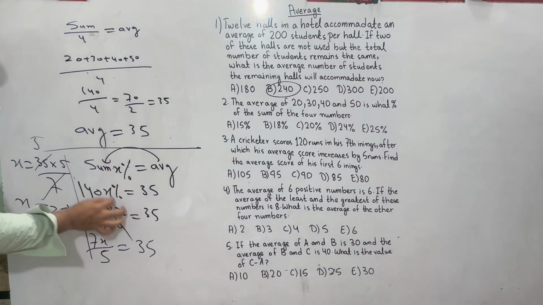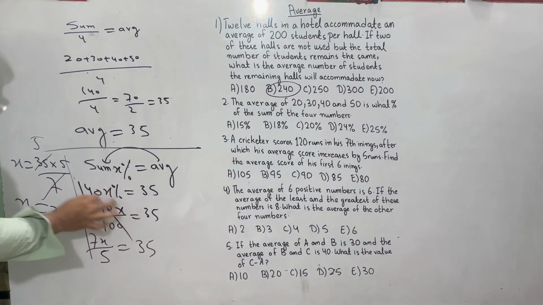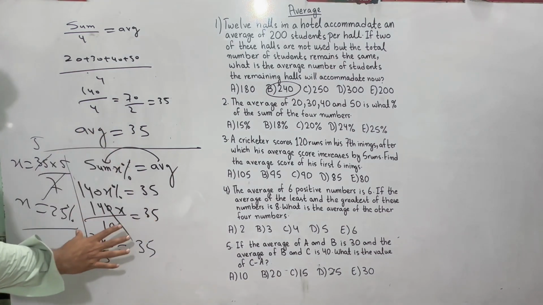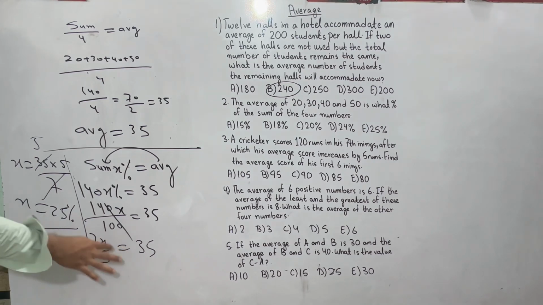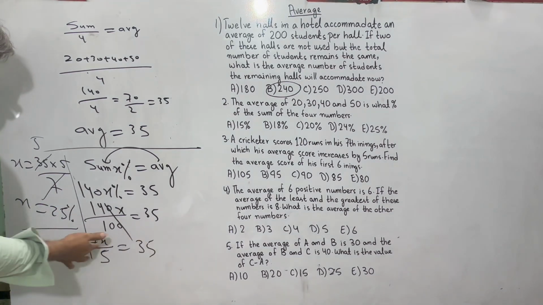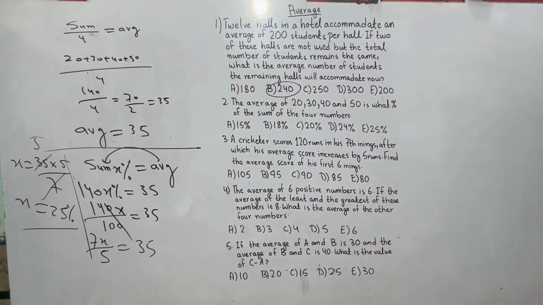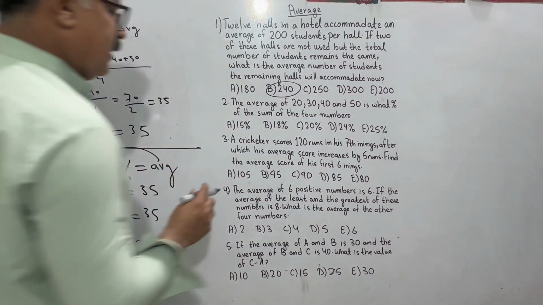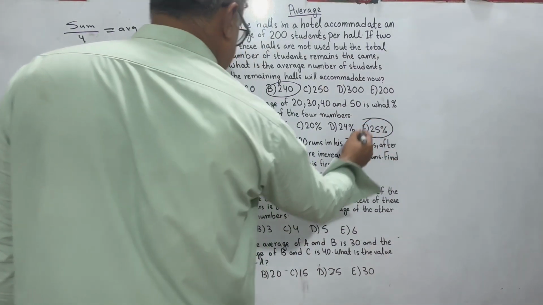Suppose x percent of 140 is 35. Then solve for x. The zeros cancel out. Applying the table of 2, 5 times, 7 times, then solve for x. 5 in multiplication, 7 in division. So I have 25 in that case. So our answer is 25.